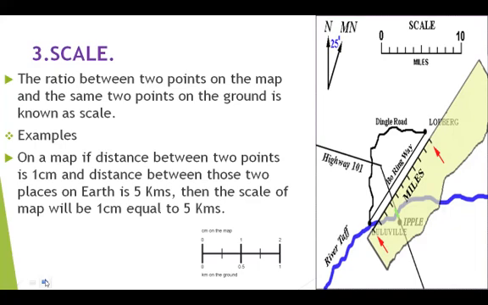On a map, if distance between 2 points is 1 centimeter and distance between those two places on the earth is 5 kilometers, then the scale of the map will be 1 centimeter equal to 5 kilometers.